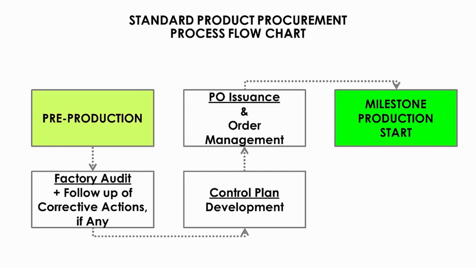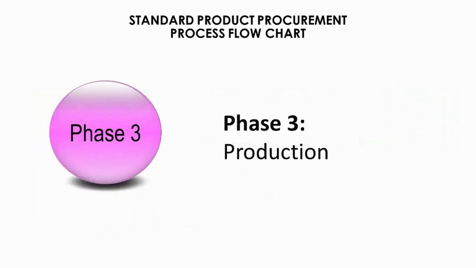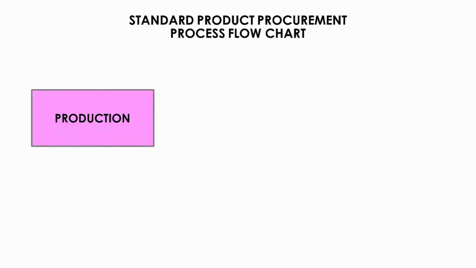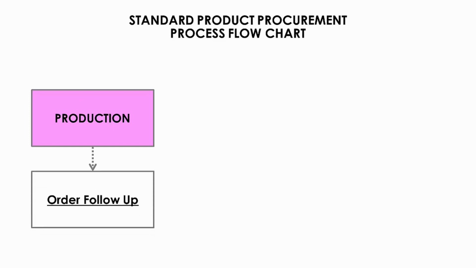Phase 3, the last phase, is production. The production phase consists of the process of manufacturing your products, ensuring they are acceptable to be shipped, and then actually shipping the products to the final destination. It is paramount that you follow up with your supplier throughout the entire production process and obtain regular progress reports.